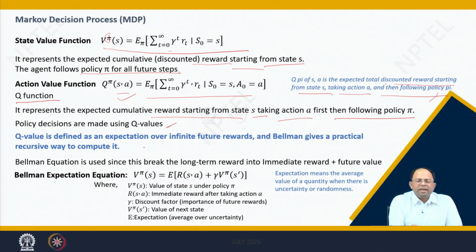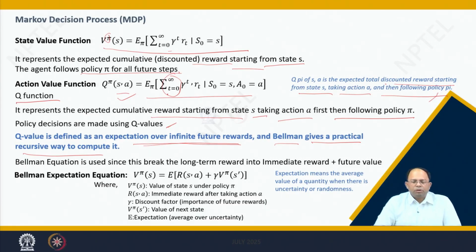So the Q value is defined as an expectation over infinite future rewards, so you can see it over here. But it is difficult to calculate. That is where the Bellman equation comes in, which gives a practical recursive way to compute it. So instead of calculating from 0 to infinity, we break it up into two parts. The Bellman equation is used since it breaks the long-term reward into immediate reward and future value.